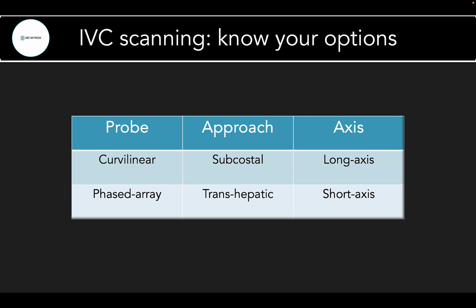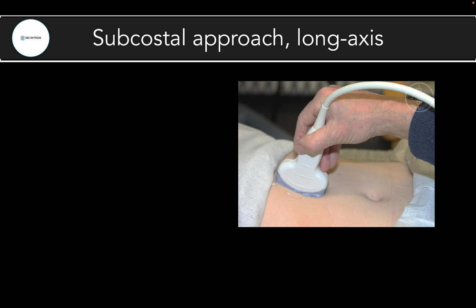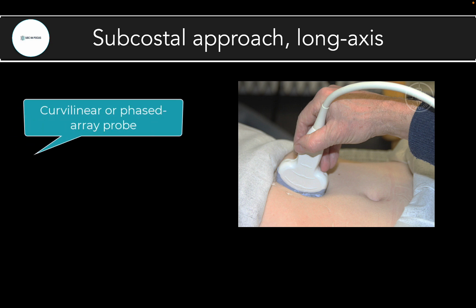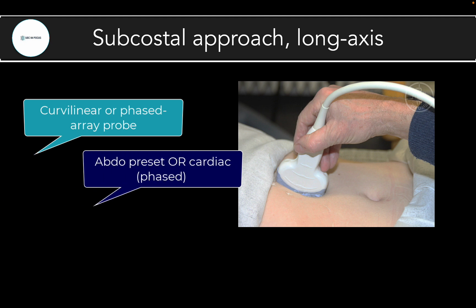So let's go through basic technique for each of these approaches, starting with what is probably the most familiar approach to most people, a subcostal approach with a long axis view. As mentioned, you can use either the curvilinear or the phased array probe here. Many beginners like the simplicity of the curvilinear probe, and that's great. Personally, I find that sometimes the phased array can often nestle in a little bit closer to the xiphoid process, allowing a better view, but I encourage you to play around with both options.